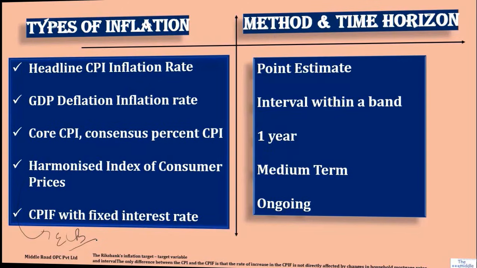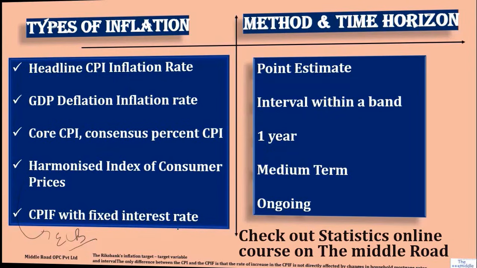And then you have CPIF, which is with fixed interest rate. Now, one of the reasons why we use fixed interest rate, we look at this. This is something which Bank of Sweden, or Riksbank, has come out with, and we'll see what exactly it means. Now, the method could be point estimate or interval within a band. It could be 1 year, medium, and ongoing. So these are the various aspects which different banks look at.